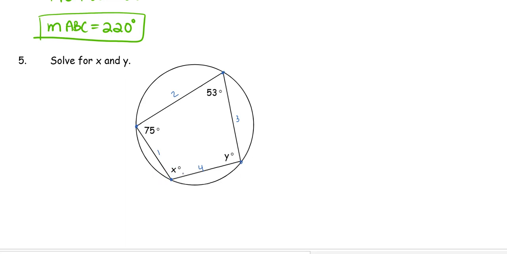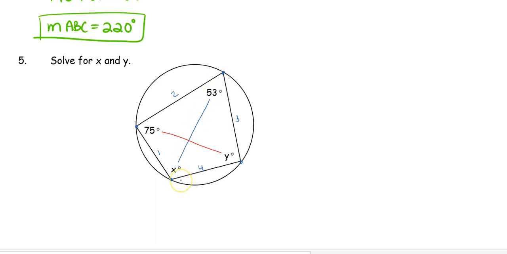We have a special relationship amongst the opposite angles. So the opposite angles are those angles that are across from each other. So x and 53 and 75 and y. You don't want to be confused because when we learned about parallelograms, we learned about a special property that opposite angles were congruent. That's not true here.